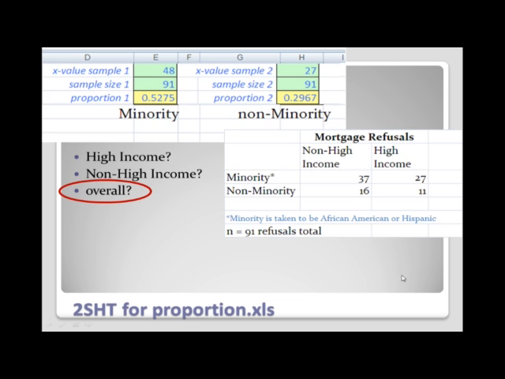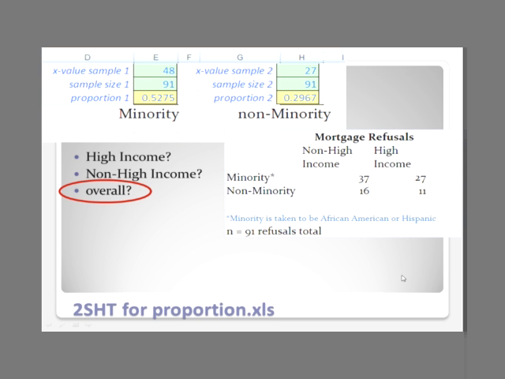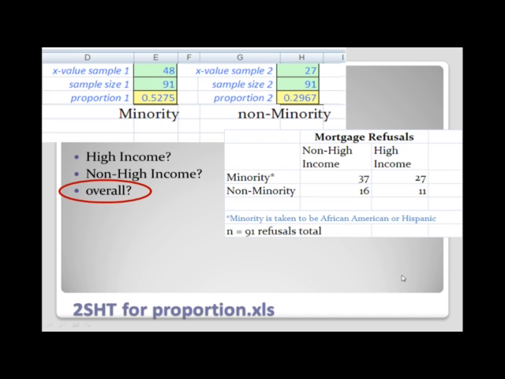So when you put all that in, we have 52.8% refusals, 52.8% of the applications or refusals to minorities, 29.7% are refusals to non-minorities.